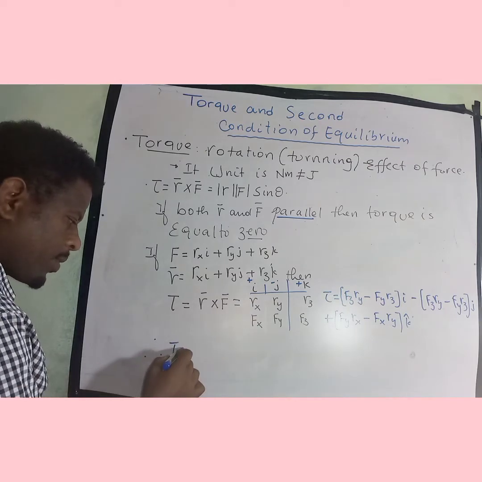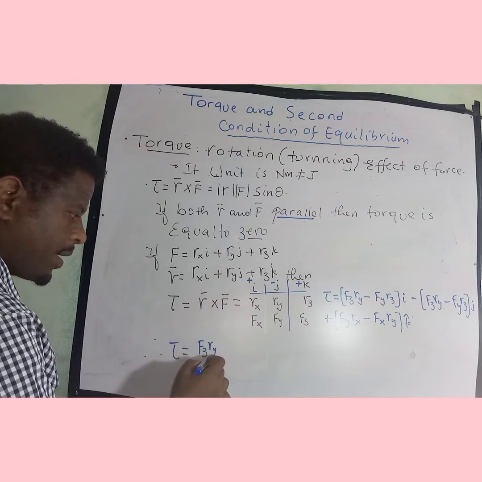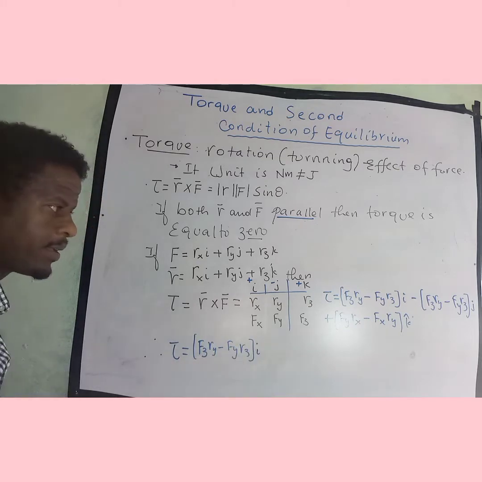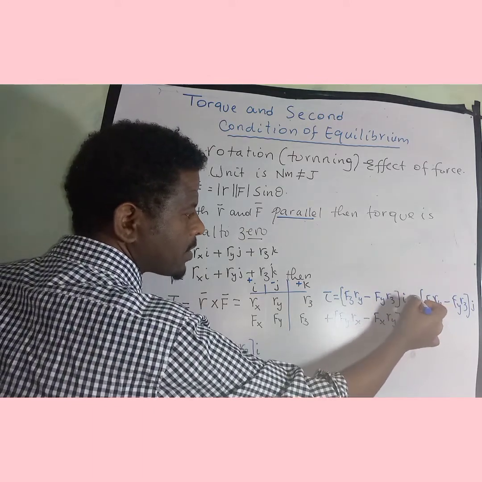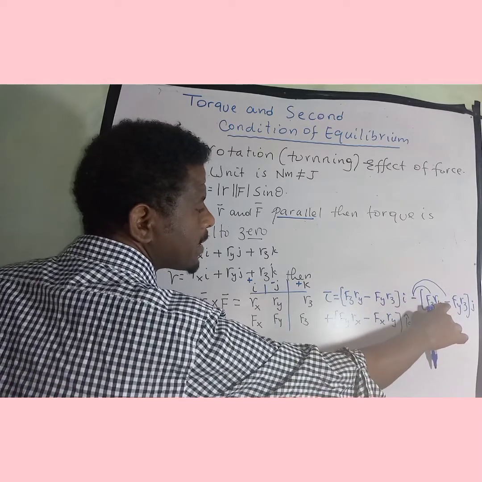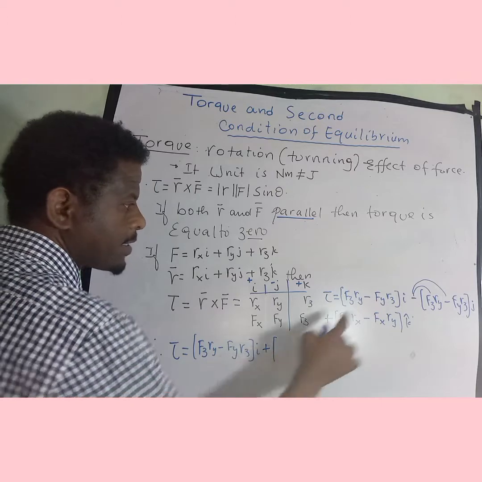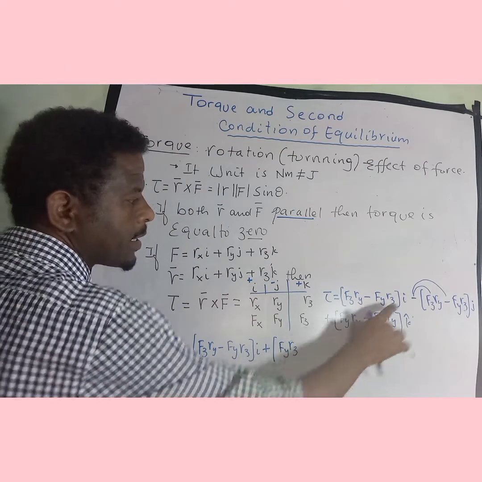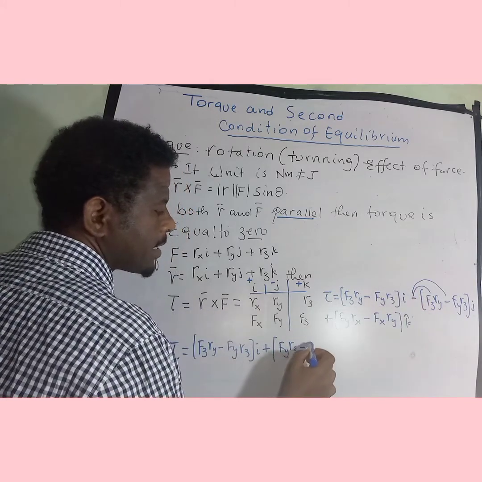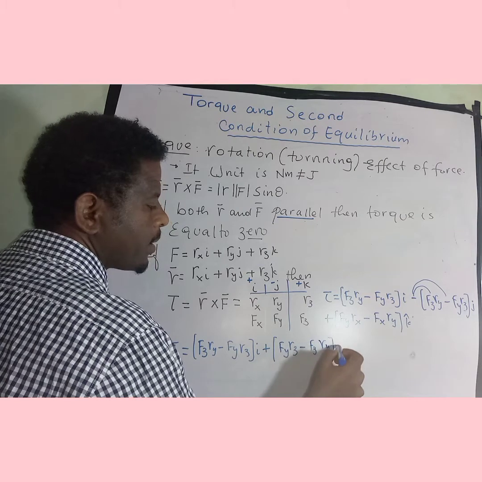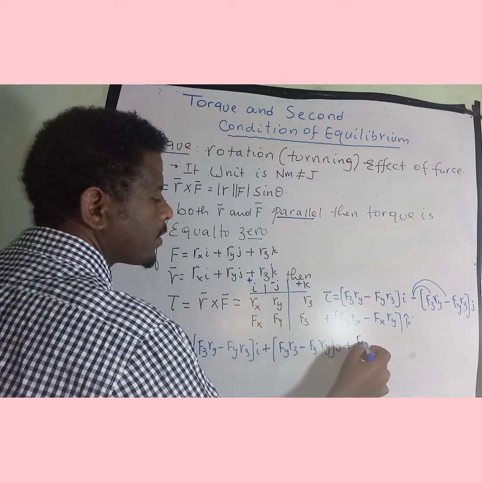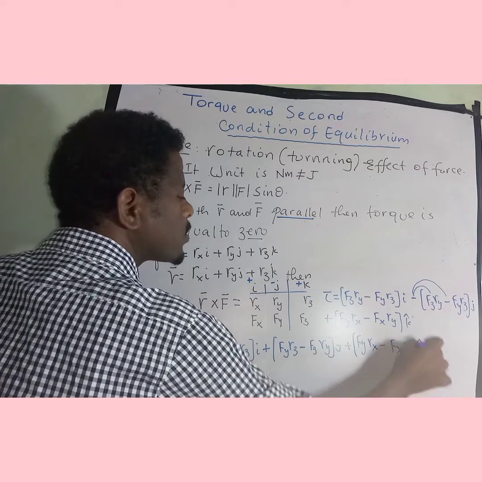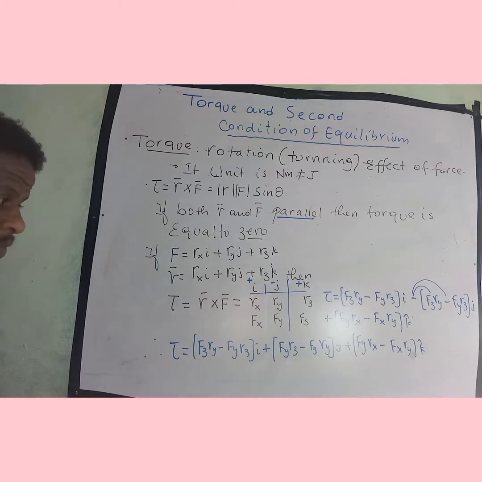Therefore, torque tau equals Fz Ry minus Fy Rz in the direction of i, minus, when we distribute minus into the bracket, then minus times minus becomes plus, Fx Rz, minus times plus is minus, hence minus Fz Rx j plus Fy Rx minus Fx Ry k, which is the cross product of position vector and force vector, which is torque.